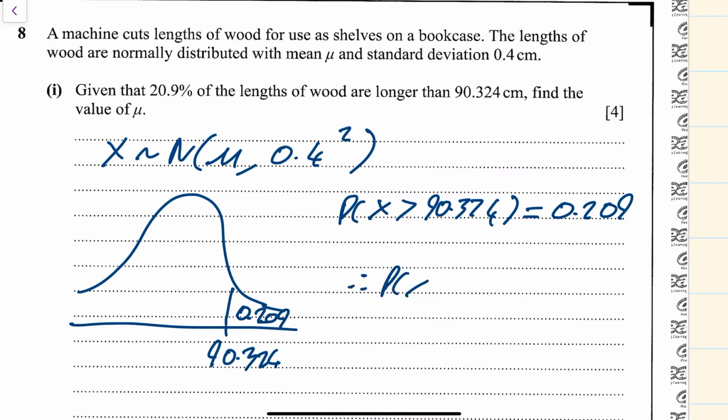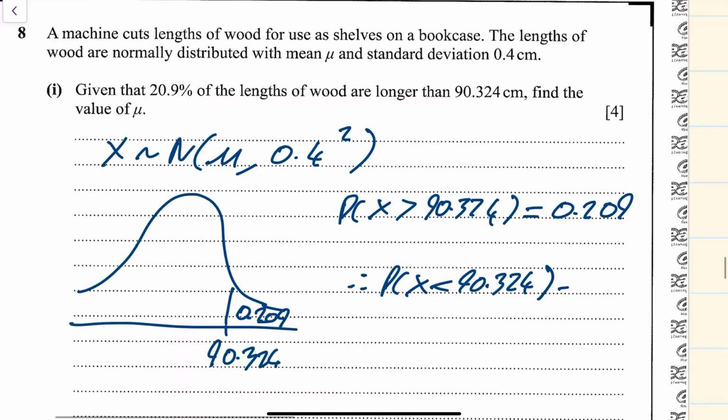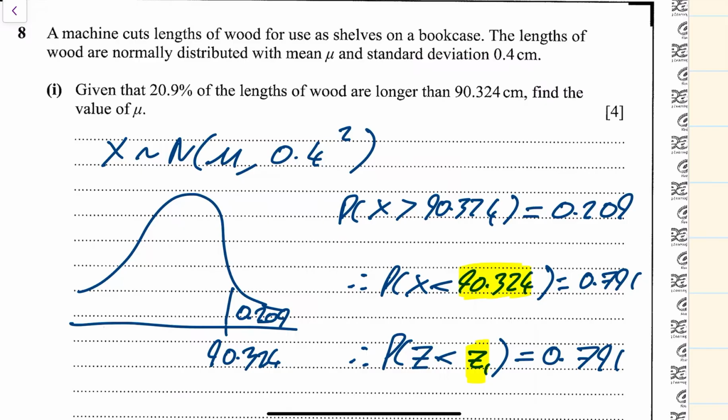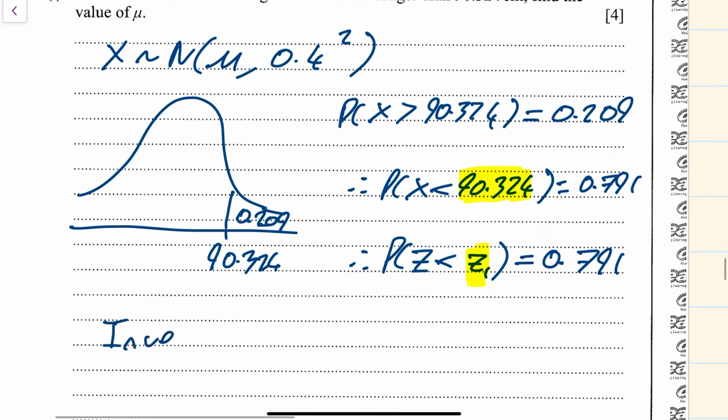That means the probability that X is less than 90.324 would be 0.791 then. Now, because we don't have the mu, we can't just use our inverse normal straight away. So we've got to change it and find the probability that Z is less than Z1. So there's a Z1 which corresponds to a real world value of 90.324. So we've got to use our inverse normal mode on our calculator.